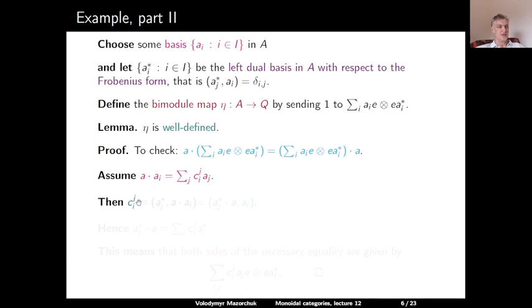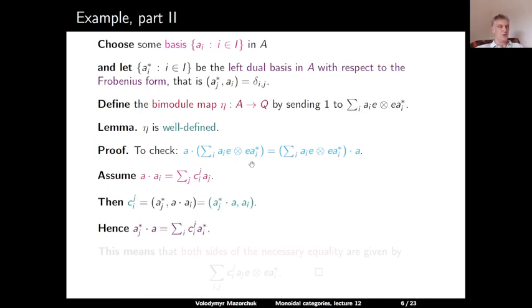Then Cij is the coefficient at Aj, so we can write it as the form taken at Aj star with A times AI. So this is because the star is a dual basis. So this is how we can pinpoint our coefficient Cij. Now, using the associativity, we can move A to the left and have that this is equal to the form taken at Aj star times A, comma AI. But then this means exactly that Aj star times A is equal to sum over I, Cij AI star.